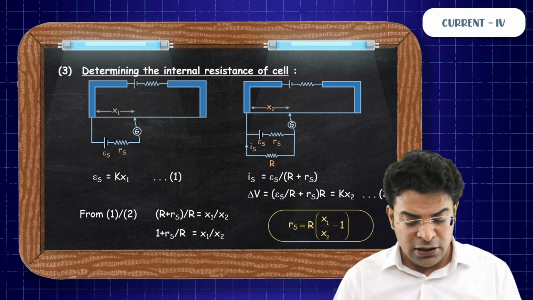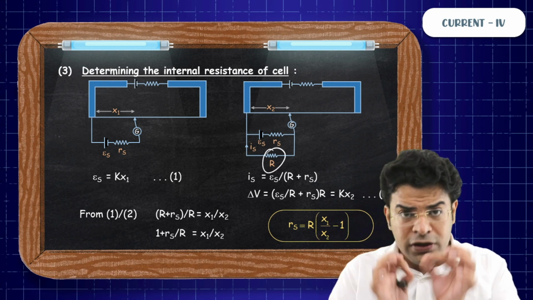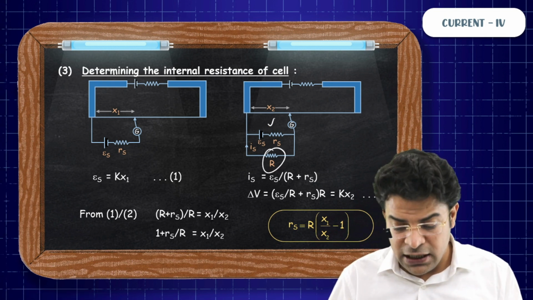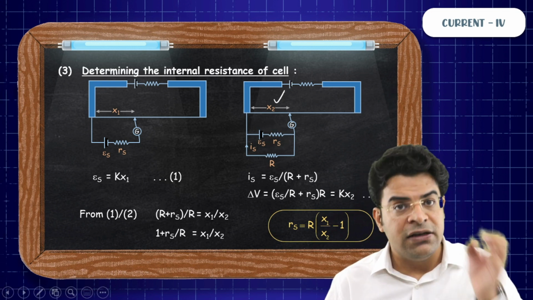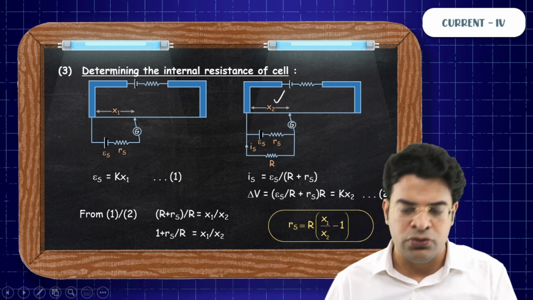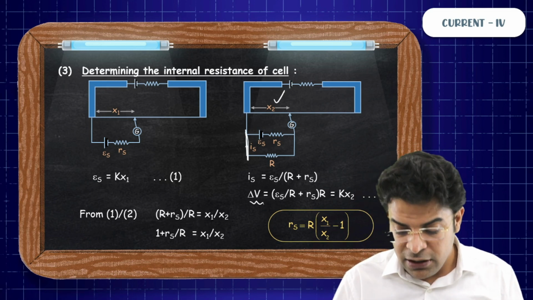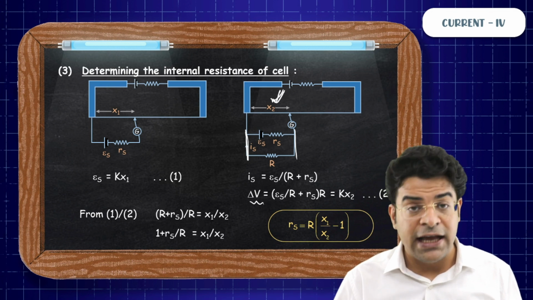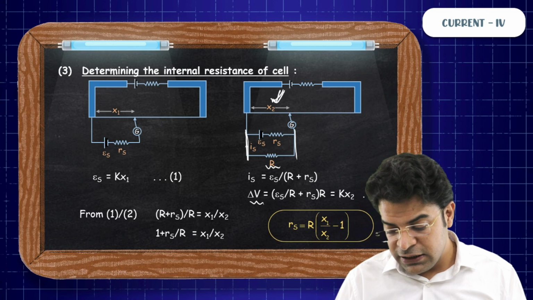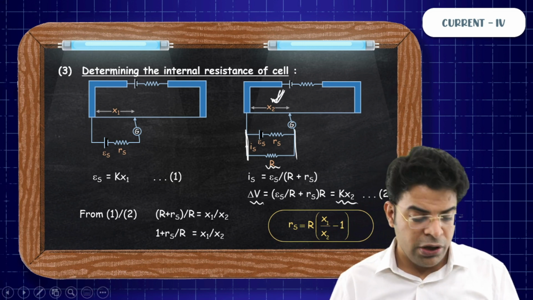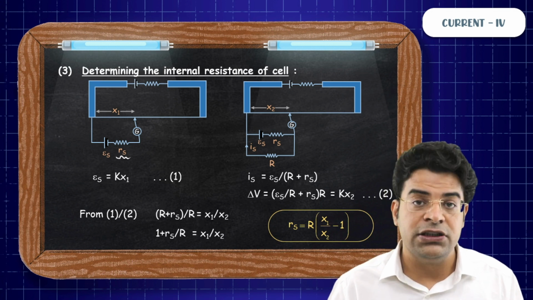You can say that the EMF of this cell is nothing but kx1. Then connect a known resistance to this cell whose internal resistance has to be found and again find the balance length. This time let's say the balance length is x2. So you will write the second equation: the potential drop across the cell when it gets balanced at a length x2 has to be the same as the potential drop across this parallel resistance R, and that has to be equal to kx2. From these two equations you can find out the value of the internal resistance of the cell.